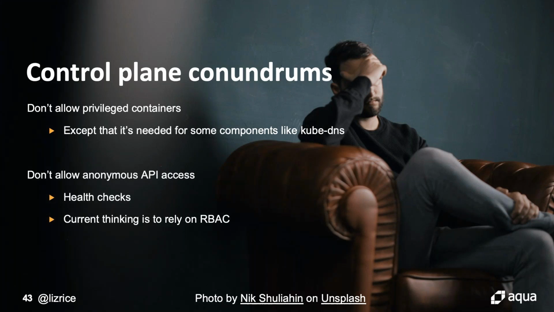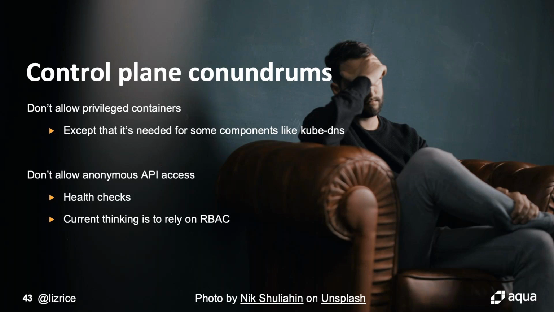Another example where you may decide that you don't want to follow the guidance as laid out by the CIS is whether or not you allow anonymous access to the Kubernetes API. The current recommendation by the CIS is to disallow anonymous API access altogether. The problem with that is it prevents anonymous components, and this includes potentially control plane components, from doing health checks on each other without identifying themselves first.